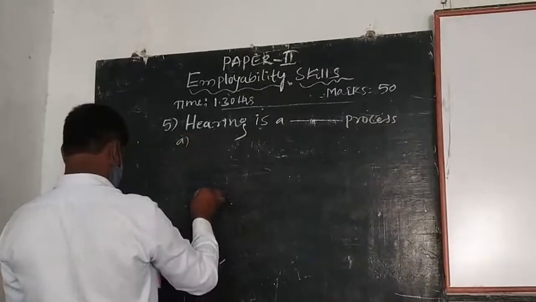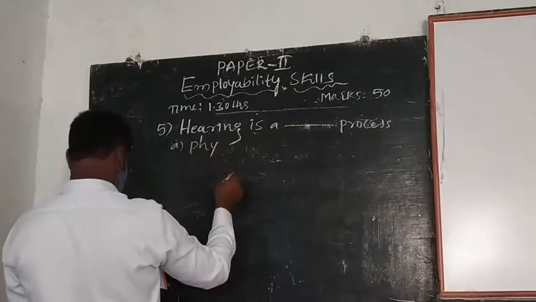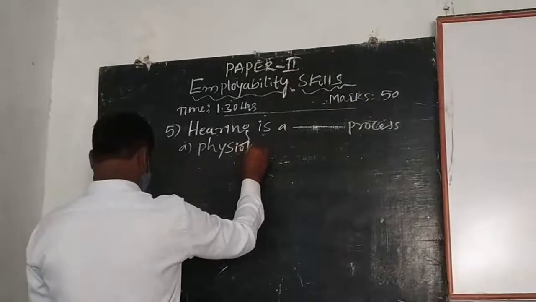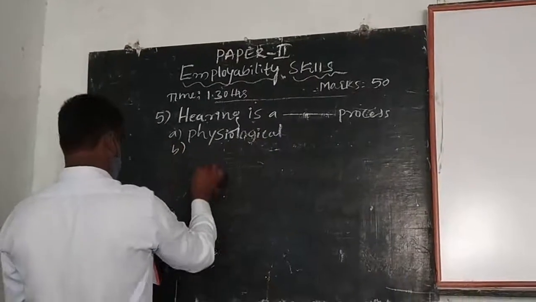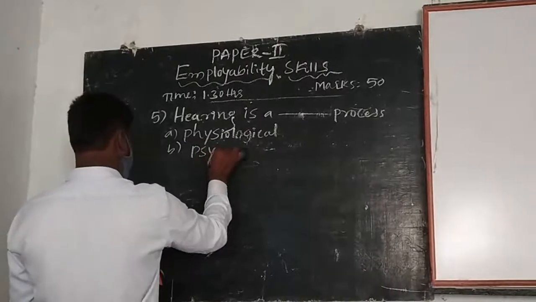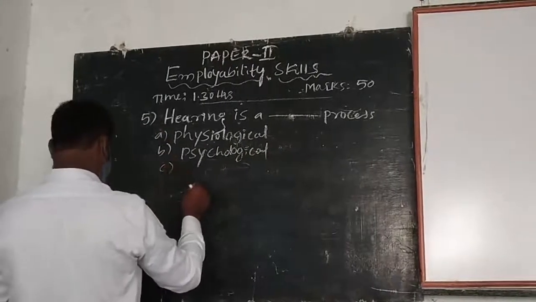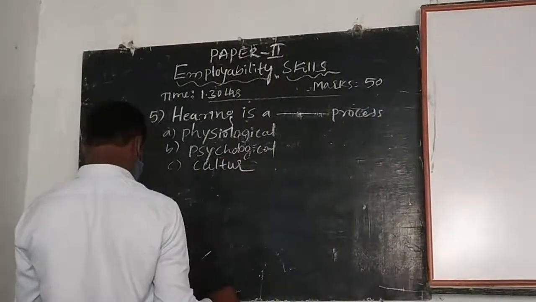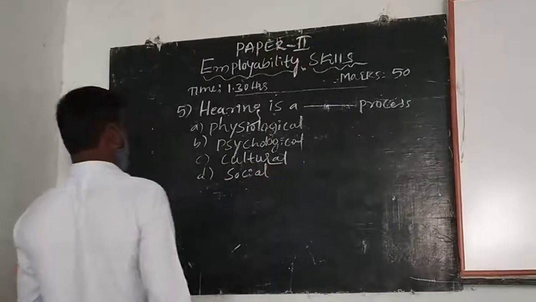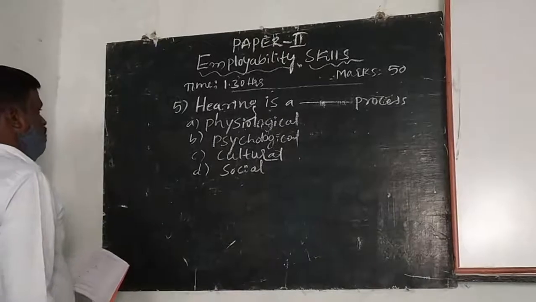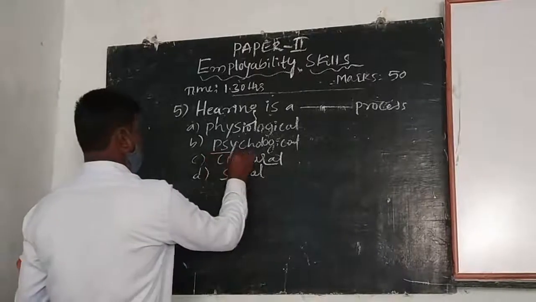Is a dash process. First A, physiological, and second, psychological, C cultural, and D social. A is the process, there is the physiological and psychological and cultural and social. The answer should be the second one, psychological.